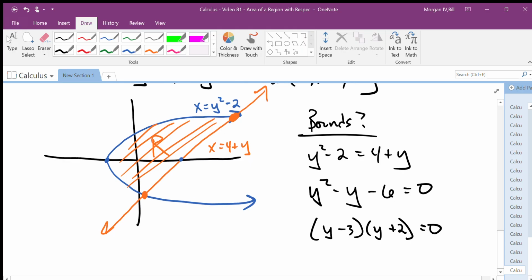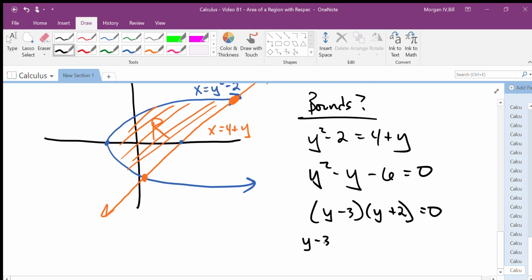You can check that out. And the zero factor property says I can separate those and set them both equal to 0. And I get y equals 3 and y equals negative 2.